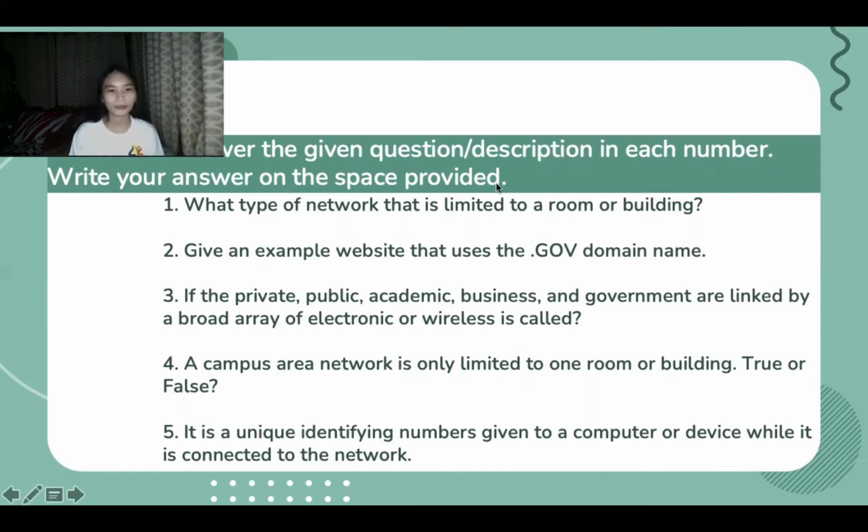Number 1. What type of network is limited to a room or building? Again, one structure. Your time starts now. The answer for number 1 is a LAN or local area network. Number 2, give an example of a website that uses a .gov domain name.